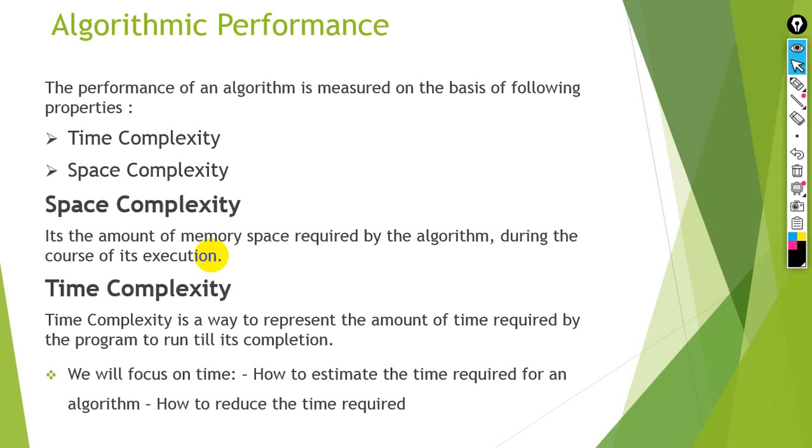Time complexity: what is meant by time complexity? It is the time that an algorithm takes for its completion. Time complexity is a way to represent the amount of time required for the program to run till its completion.